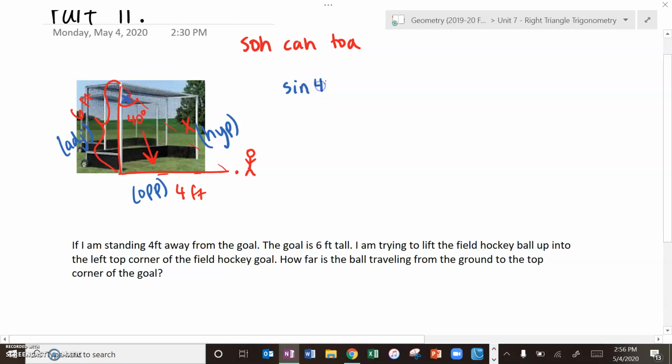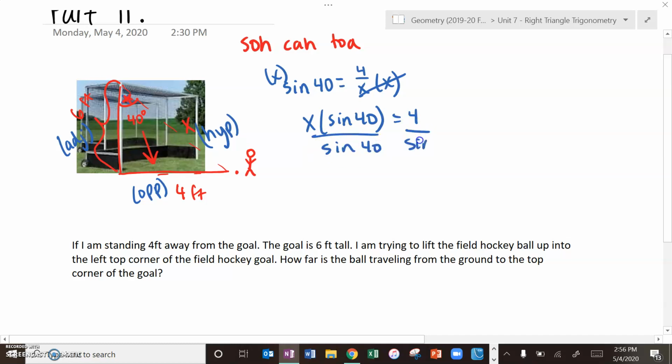So the sine of 40 equals 4 over x, and then we multiply by x on both sides. Those cross out, and then we have x times sine of 40 equals 4. We divide both sides by sine of 40. Those cross out. X equals 4 over sine of 40.